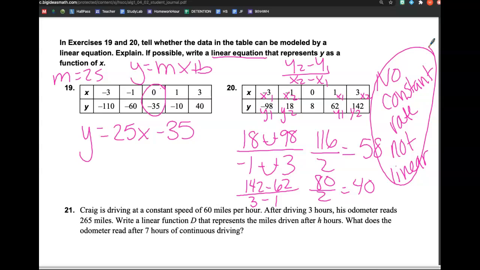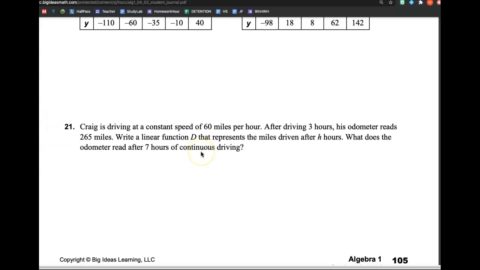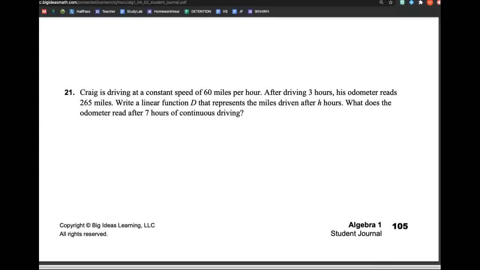Okay. Then the last one in your journal is number 21, and it's a story problem. So Craig is driving at a constant rate of speed of 60 miles per hour. After driving 3 hours, his odometer reads 265 miles. Write a linear function d that represents the miles driven after 8 hours. What does the odometer read after 7 hours of continuous driving?